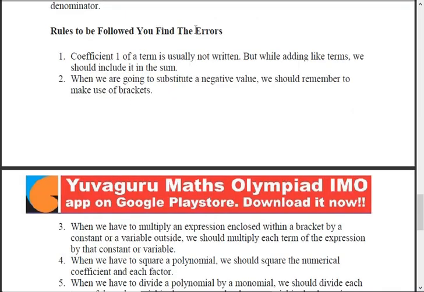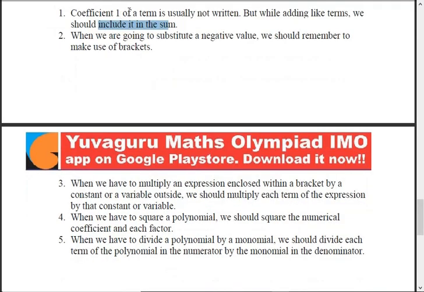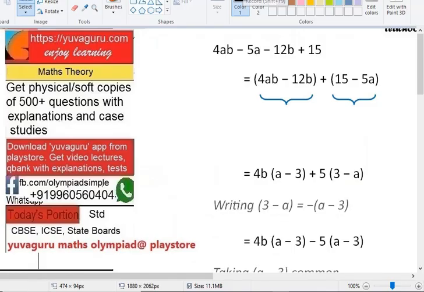Rules to be followed, basically which rules are to be followed. Coefficient of 1 of a term is usually not written, right? You don't write 1x square, you just write x square. But while adding, we include it. So we know that it is 1, but we don't write it. When we are going to substitute a negative value, we should remember to make use of the brackets. This is very important. See this: we are substituting a negative value over here, 3 minus a, we are making a minus 3. Then we should not forget the brackets, minus of a minus 3.